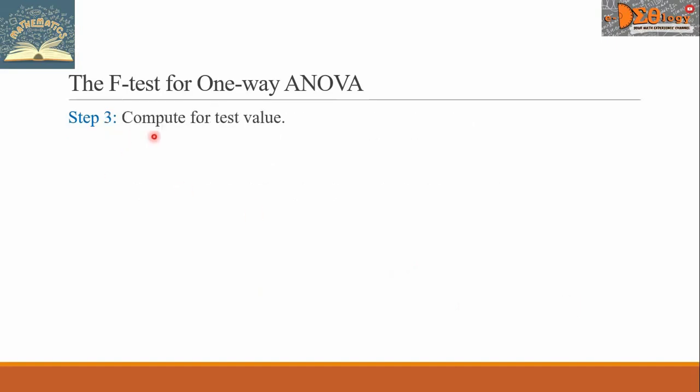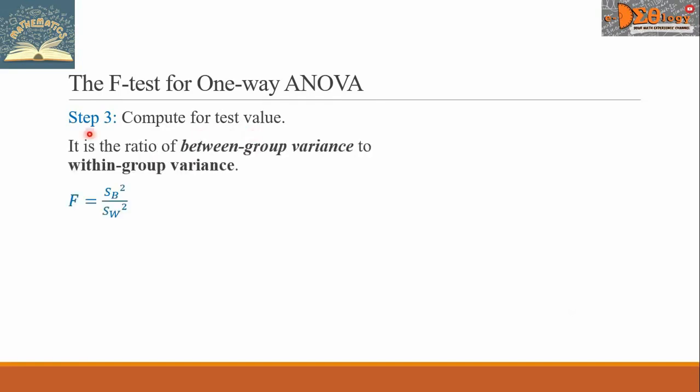Step 3. Compute the test value. The F-test is the ratio of between group variance to within group variance, and this is denoted by this formula. F equals S sub B squared over S sub W squared, where S sub B squared is the between group variance.